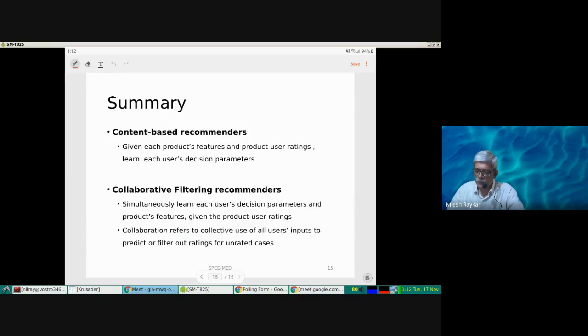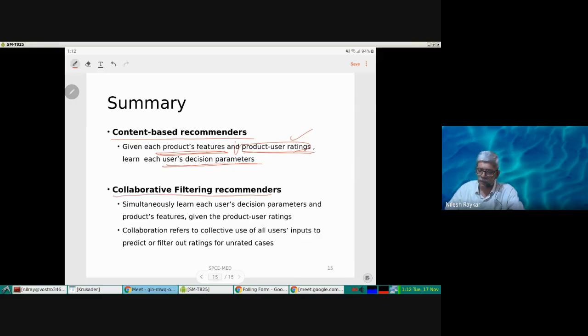So to summarize, there are two types of recommender. The first one is content-based. In this case, you need the product's features. For example, if it is a book, then what are the features of the book? What type of book is that? That needs to be known. And you also require user ratings. For both cases, this is a must. And you learn the user's decision parameters or interest parameters from the content-based recommender.